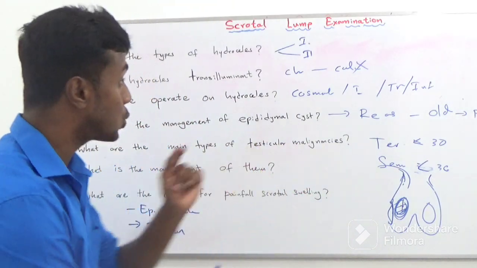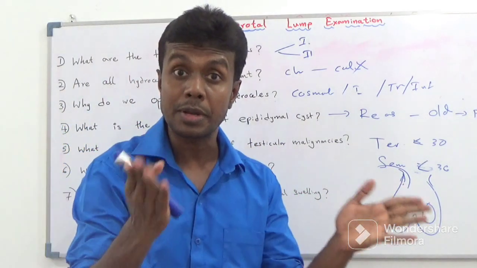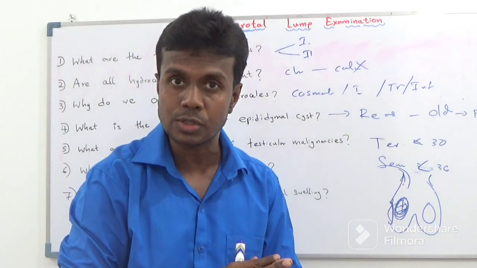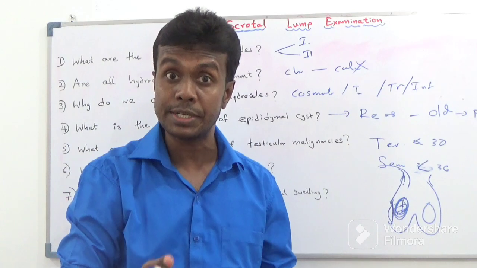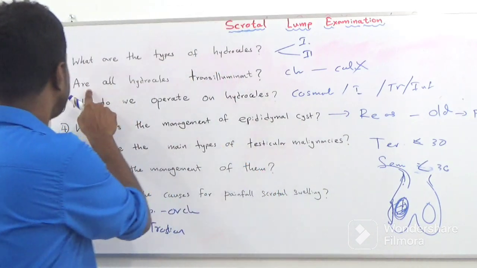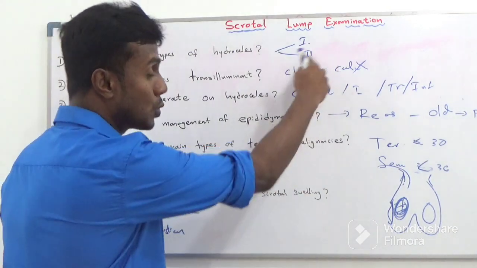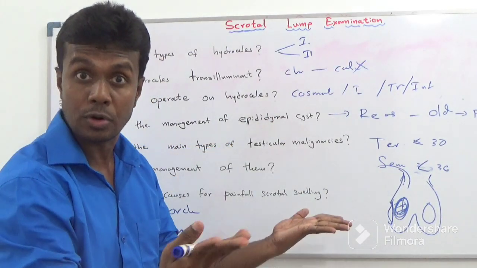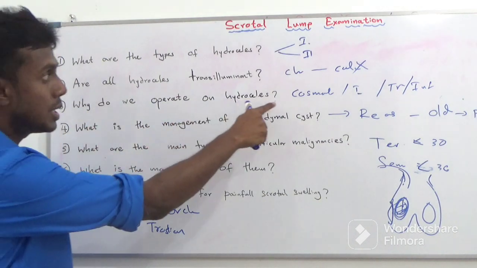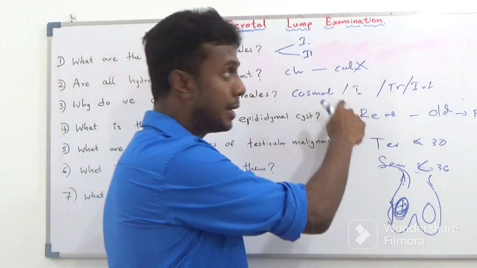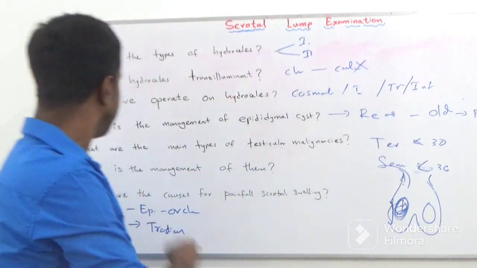Okay, shall we go through again? What are the types of hydroceles? Primary hydroceles, also called idiopathic hydroceles, and secondary hydroceles, which may be due to trauma, surgery or tumor. Next one, are all hydroceles transilluminant? No, due to a calcified wall, it will sometimes not transilluminate. Next one, why do we operate on hydroceles? Cosmetic lesions, interference with intercourse, trauma and risk of infection.